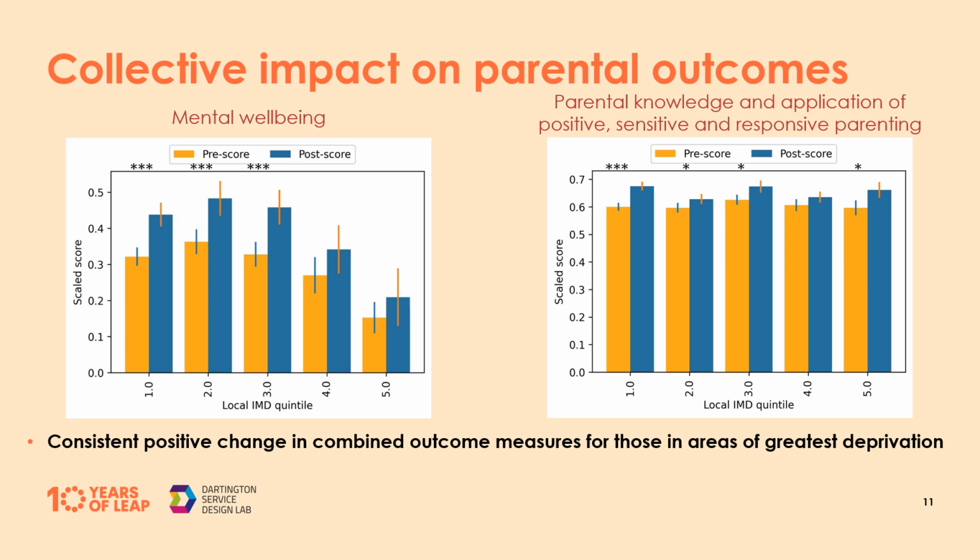And the stars above the bars show how statistically significant this change has been, with 3 stars being highly statistically significant. So for those in the most deprived areas of quintiles 1, 2 and 3, we see highly statistically significant increases in both mental well-being and parental knowledge and application of positive, sensitive and responsive parenting.